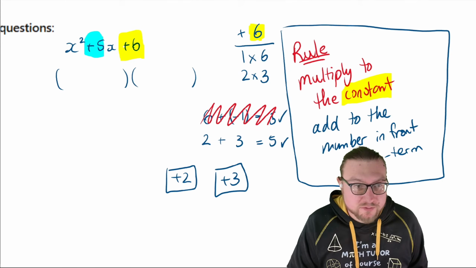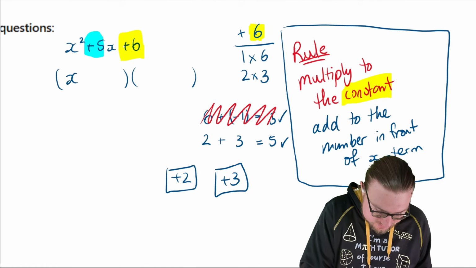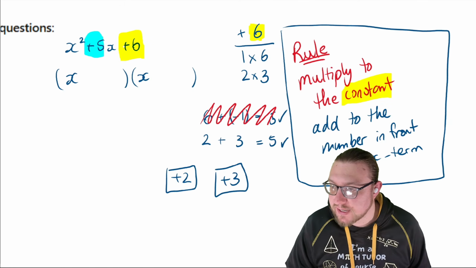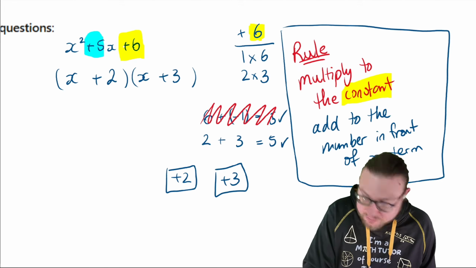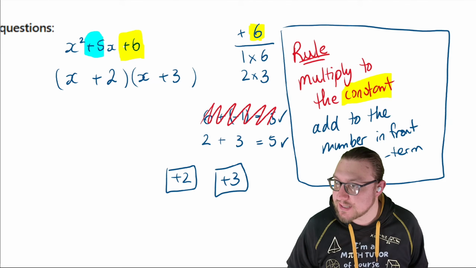Now, the way that we finish this question is we have an x here and an x here, and then filling in with the 2 numbers that we have got, which is +2 and +3. And that is everything done.